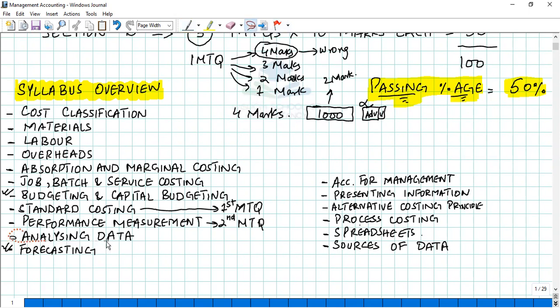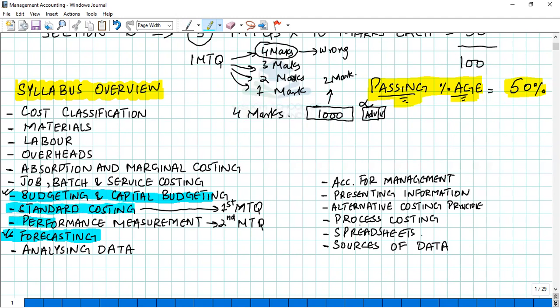So let's say if I put these three chapters together, here we go. These are the areas: budgeting, capital budgeting, and forecasting. So one MTQ can be tested from one of these chapters, or it can be a mixture of questions from these three chapters combined. And one MTQ will be from standard costing and one from performance measurement. So before starting the preparation, from these four different areas, you will get 30 marks of section B.